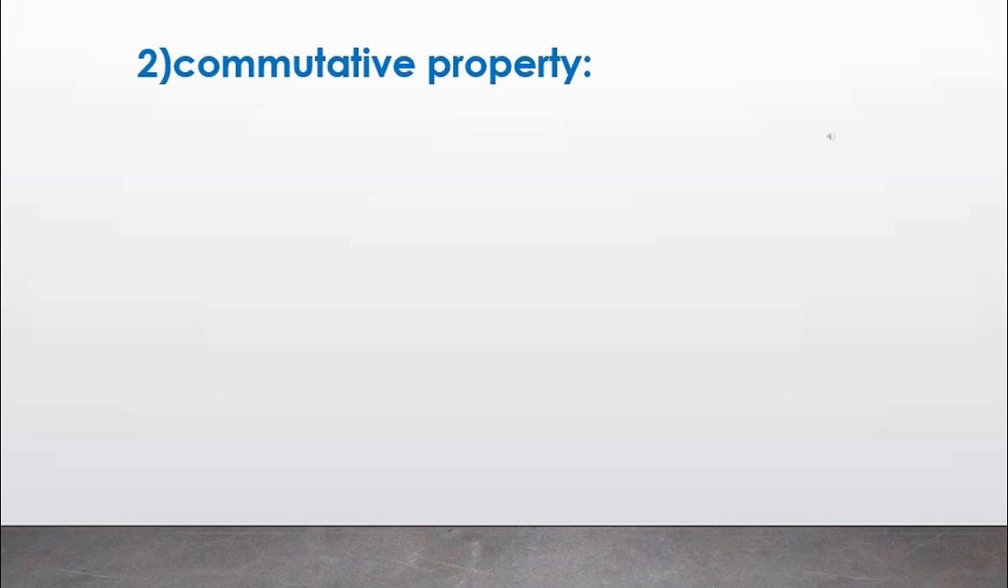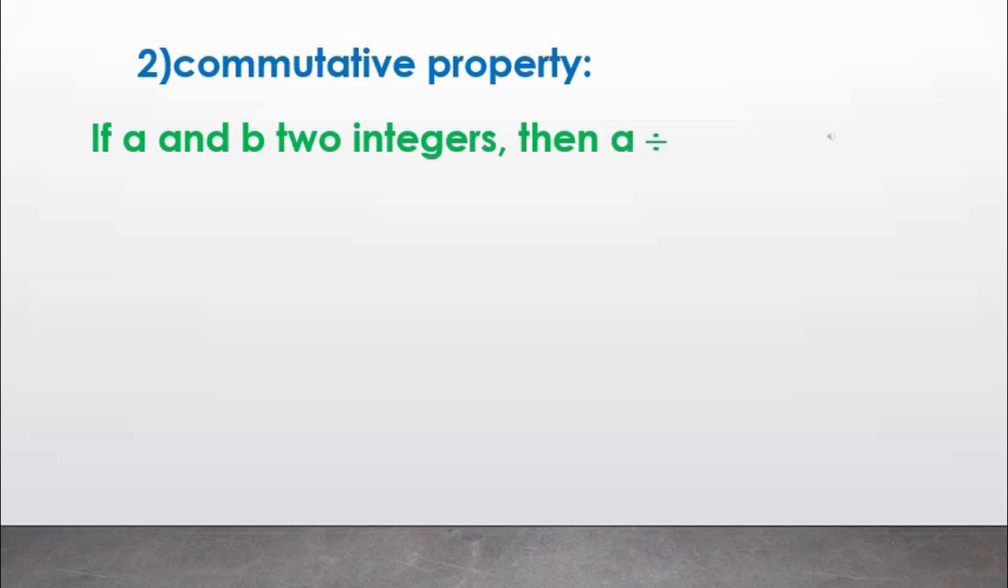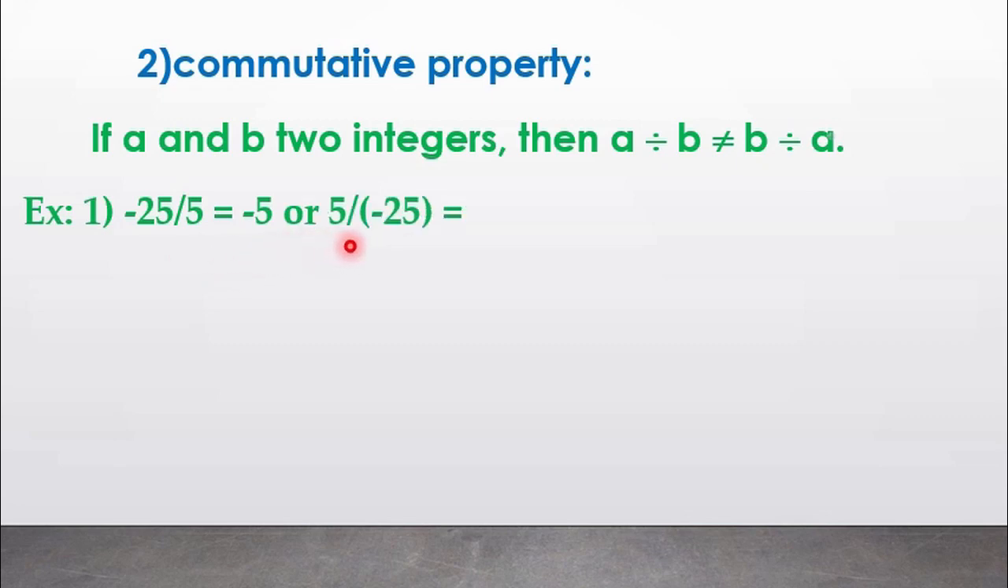Commutative property. If a and b are two integers, a divided by b is not equal to b divided by a. For example, minus 25 divided by 5 is equal to minus 5, or 5 divided by minus 25 is equal to minus 1 by 5. It is not an integer.